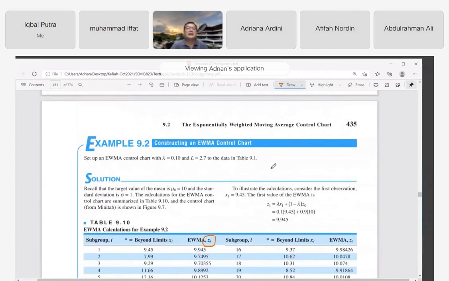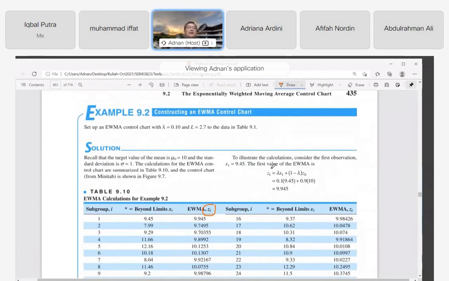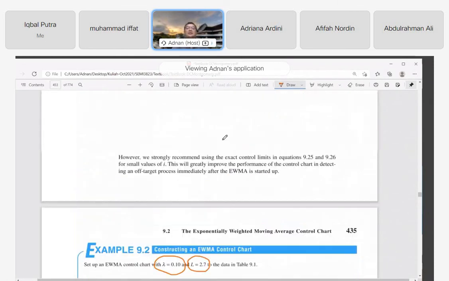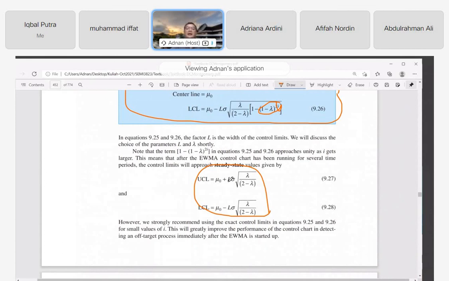Let's see this example. In this example, lambda is given as 0.01. L is also given, 2.7. So where is the L? L is used in this formula. This is L here.